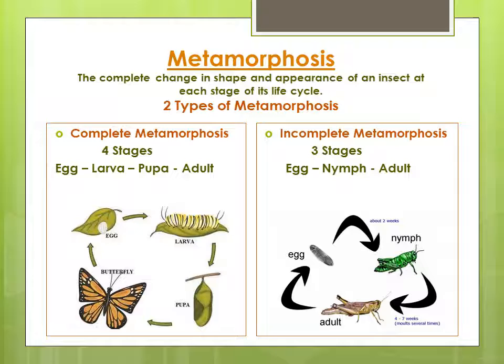Metamorphosis is known as the complete change in shape and appearance of an insect at each stage of its life cycle. There are two types of metamorphosis. You have complete metamorphosis and incomplete metamorphosis. Complete metamorphosis has 4 stages. Those stages include the egg stage, the larva stage, the pupa stage, and finally the adult stage. Now in incomplete metamorphosis, there are only 3 stages: the egg stage, the nymph stage, and ultimately the adult stage.